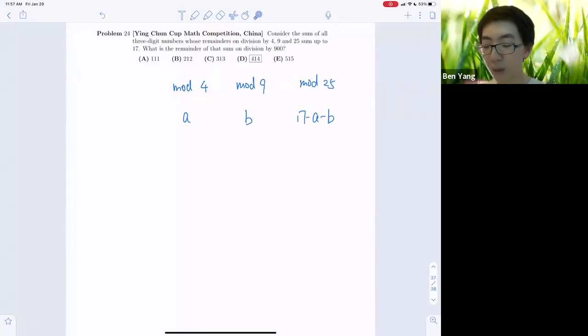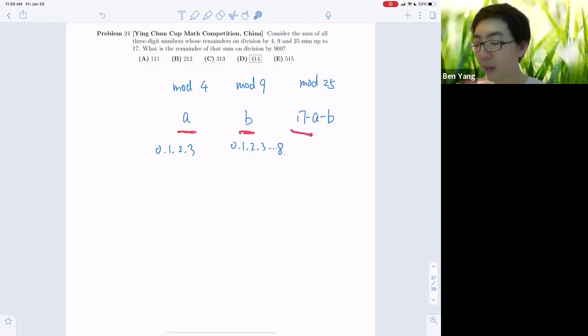So here we have 4 choices for A, right? A could be 0, 1, 2, 3. And there are 9 choices for B. B could be 0, 1, 2, 3, and all the way through 8. And then after we fix A and B, the remainder on division by 25 is fixed. It should be 17 minus A minus B, because we want the sum of the 3 remainders to be exactly 17.